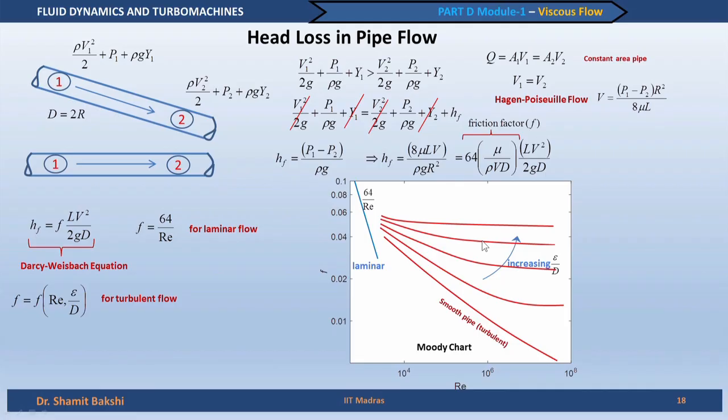Most of this, particularly the turbulent flow region, is derived from experimental correlations. The laminar flow is actually an analytical solution, and even the experiments fall very close to the 64 by Re curve. But the turbulent part is totally based on a lot of experimental data and is useful for a design engineer to design different things which I just mentioned.